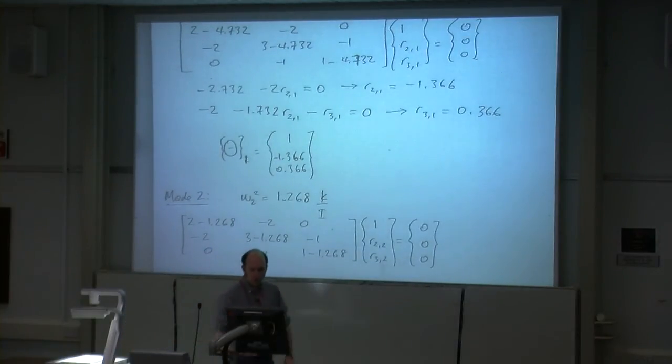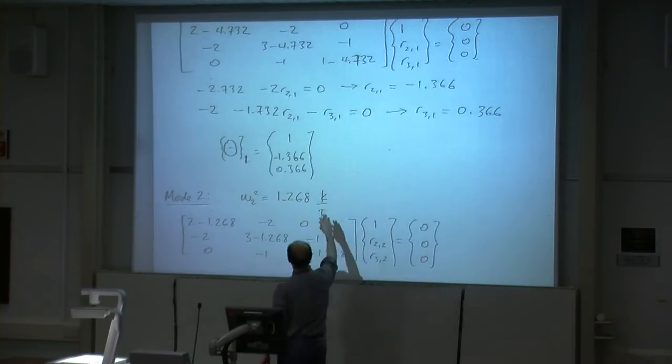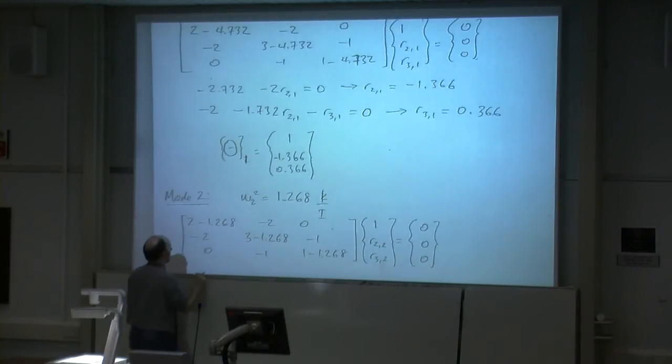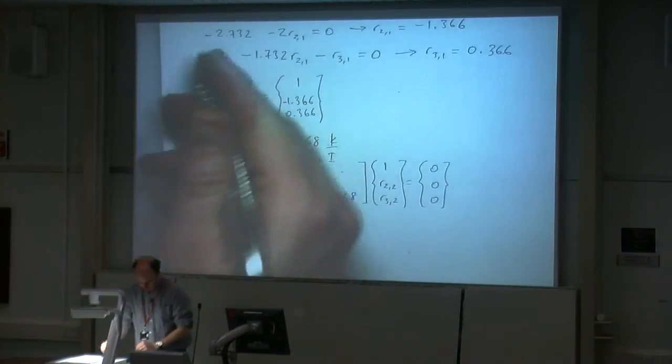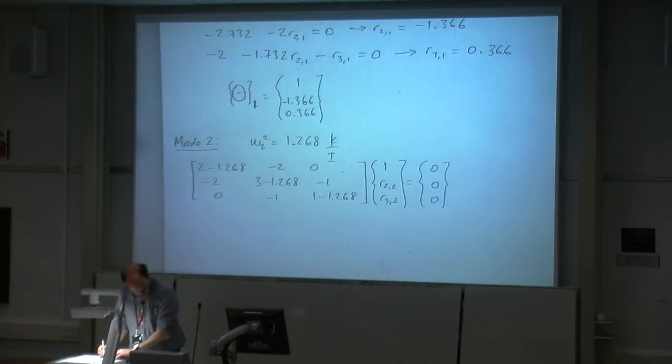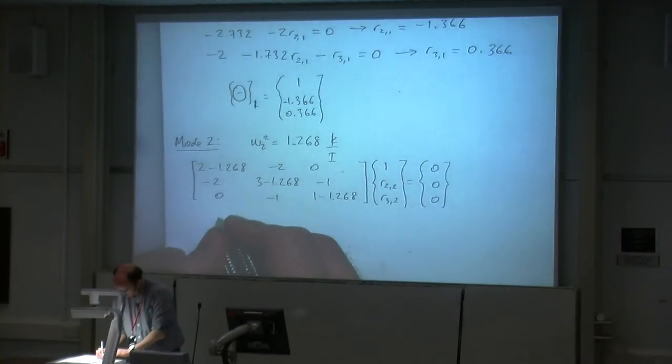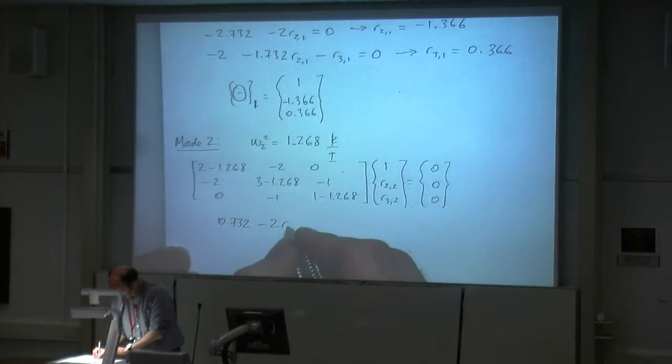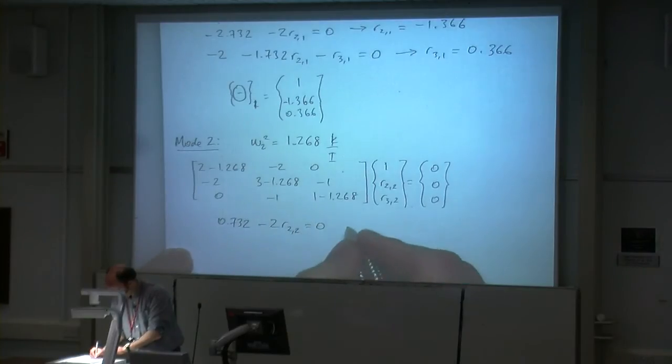Right, so with mode 2, we've got 1.268 k upon I. Again, you plug that into your mechanical impedance matrix, which is what I've done down here. Up there it's the same thing, except I've used mode 1; here I've used the second natural frequency. Again, 3 equations but only 2 unknowns. If I do the same process up here, we've got 1 minus 1.268, which is 0.732, times 1, minus 2 times R2,2 equals 0.